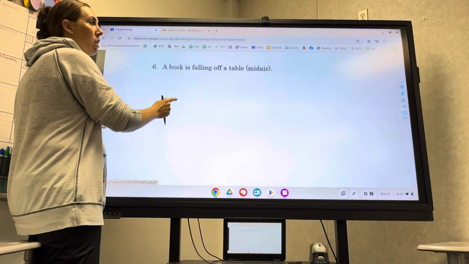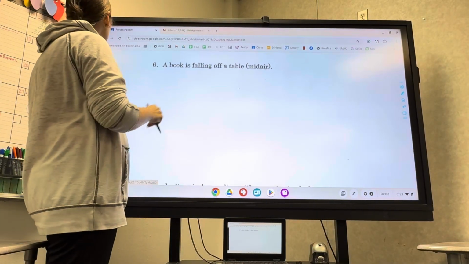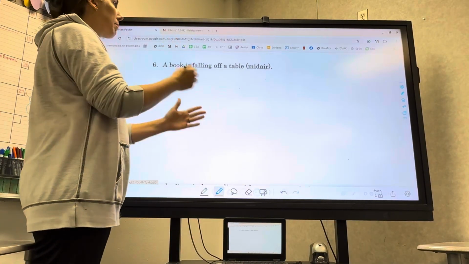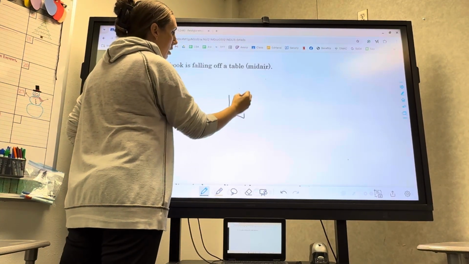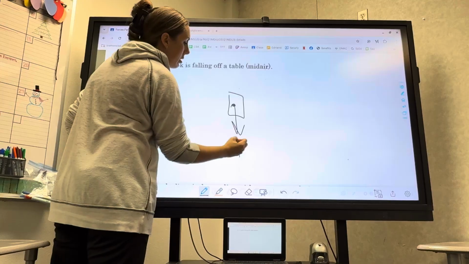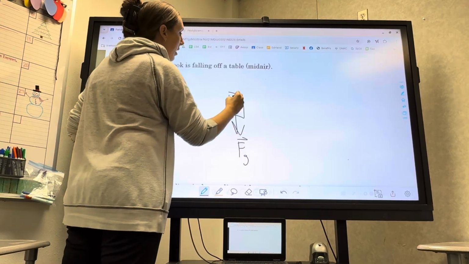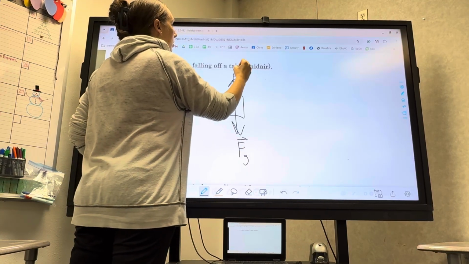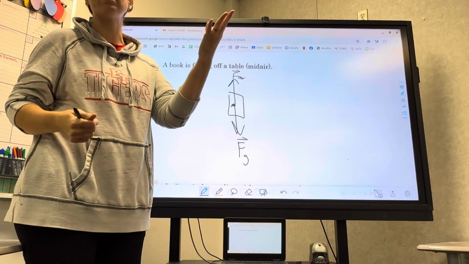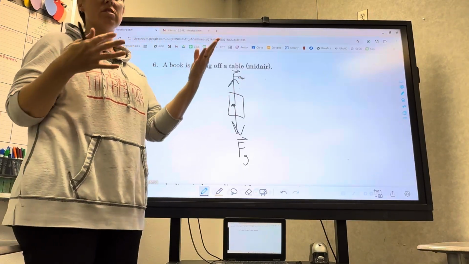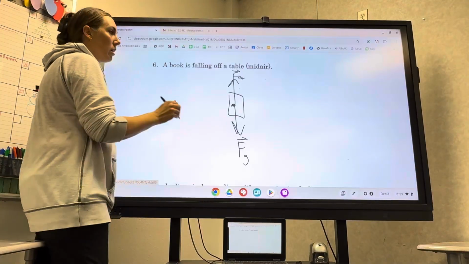A book falling off a table midair. So y'all, that's the same as the egg, same as the book from before. If the book is just falling, it's just the force of gravity and the force of air resistance. Do y'all see how these are so repetitive? There's only 4 I could ask you. Every single one falls into all 4. Good.